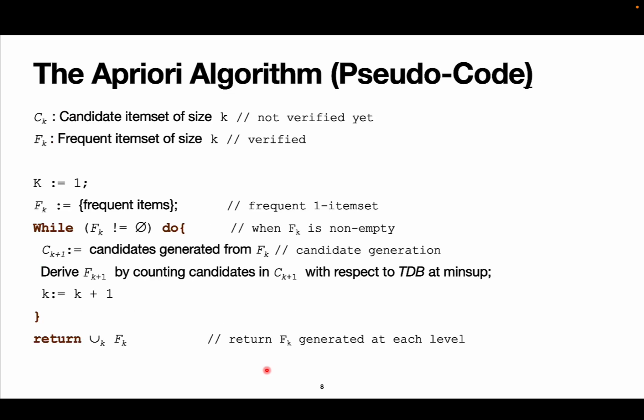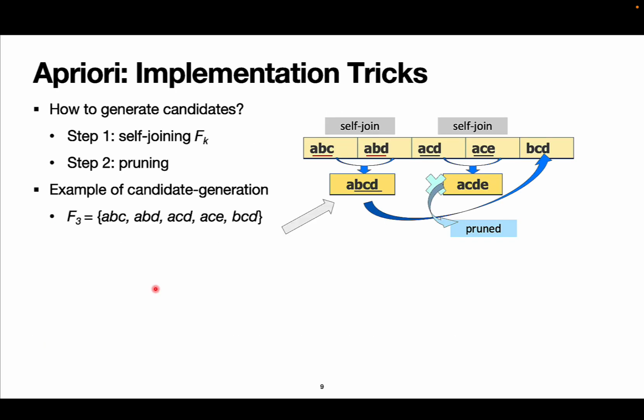This is the pseudocode of the algorithm: the candidates and the frequent item sets, the initialization, and getting the first frequent one-item sets, going through the loop to get the candidates, then the frequent item sets. At the end, we union all of those frequent item sets that the algorithm was able to find. The performance of the a priori algorithm depends a lot on implementation tricks that allow the algorithm to prune item sets without accessing the database unnecessarily.